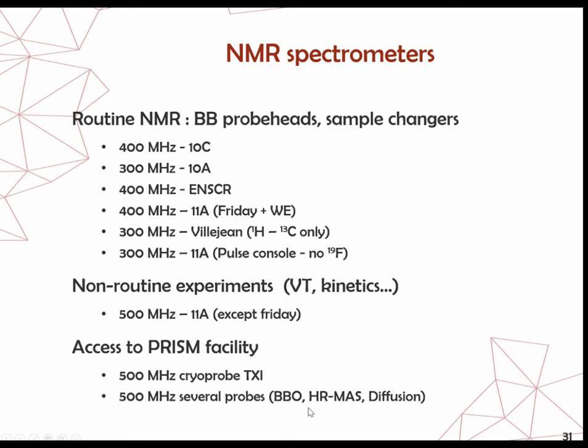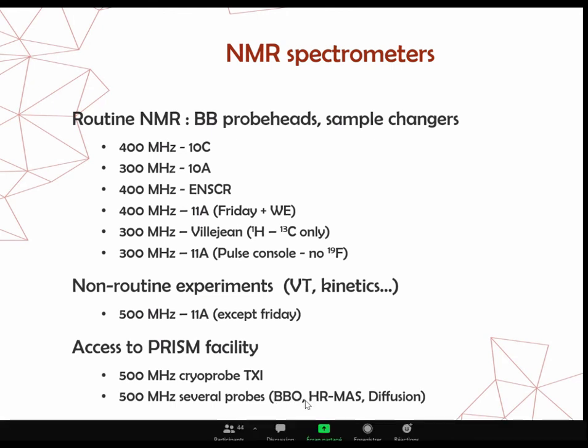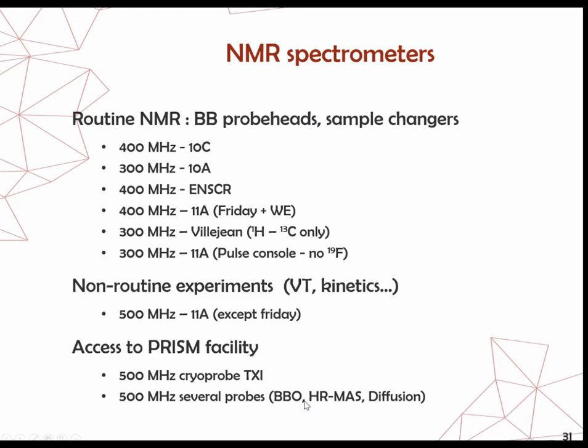And another spectrometer is available with different probes. Especially we have one with a triple resonance probe which can perform phosphorus decoupling with the proton decoupling. So for example, you could get carbon spectra with both proton and phosphorus decoupling if you have a complicated carbon spectrum because of coupling to phosphorus. We can work on this spectrometer.